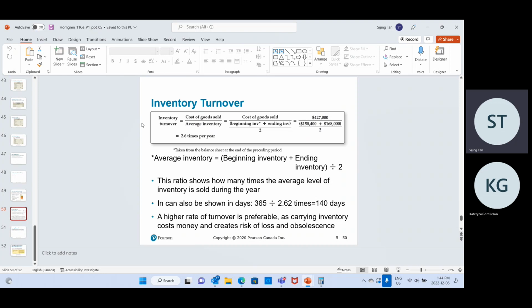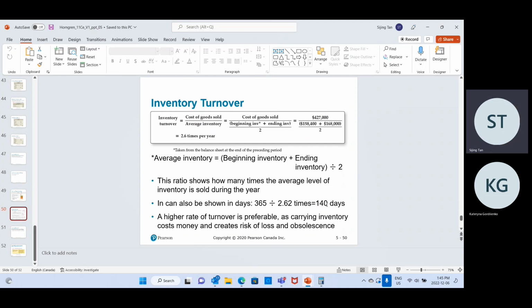So this is 2.62 times per year for Slope. What does that mean? We use 365 days divided by 2.62 times, which equals 140 days. That means Slope needs 140 days to sell its inventory. So that is the average days. A higher rate of turnover is preferable, because the higher the inventory turnover rate, the lower the number of days. If this were like 50 times, then it would be much less than 140 days to sell the inventory.